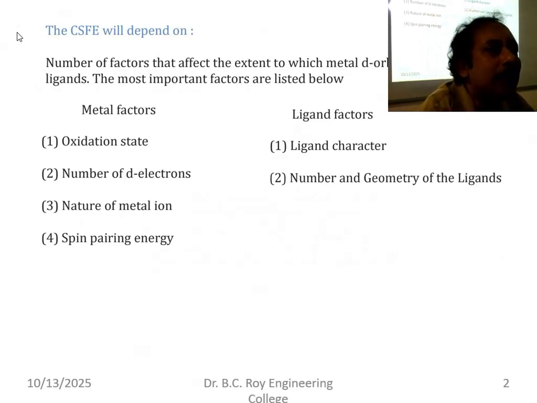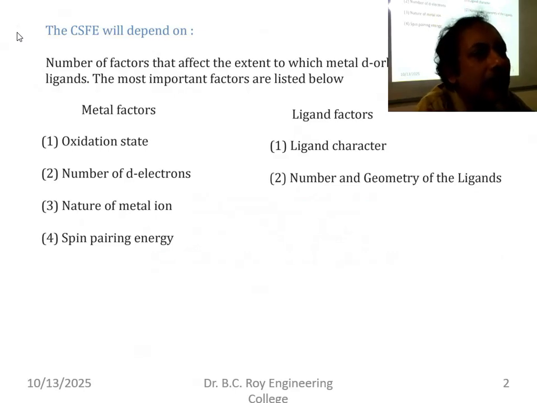So the octahedral splitting energy is higher compared to tetrahedral, because tetrahedral has 4 ligands and octahedral has 6 ligands. The more ligands, the more interaction, and so the more splitting.